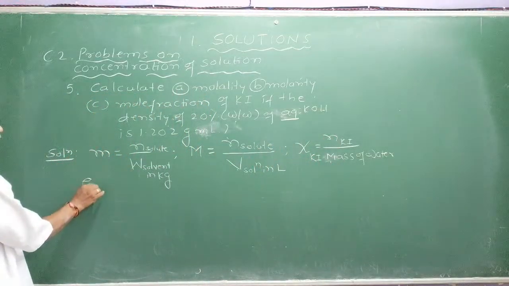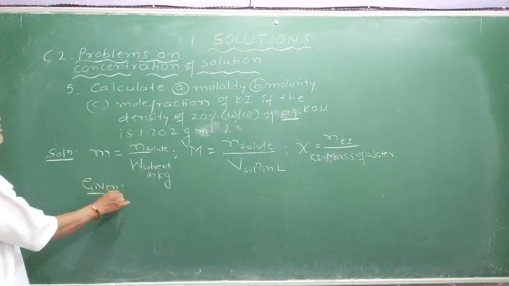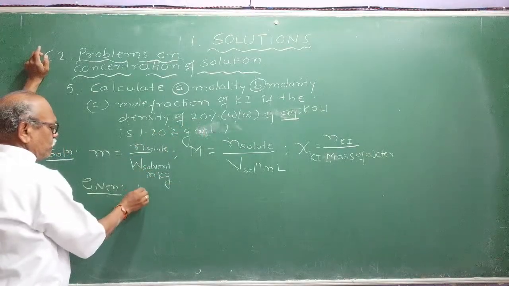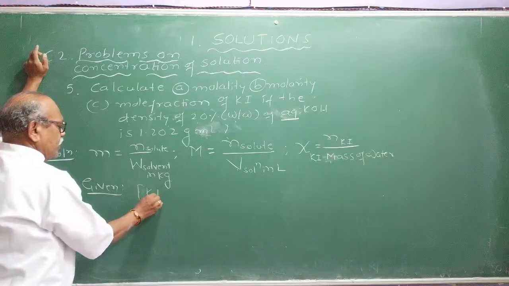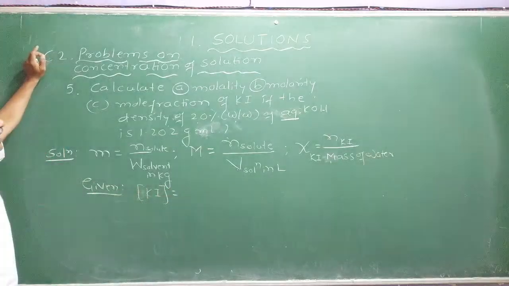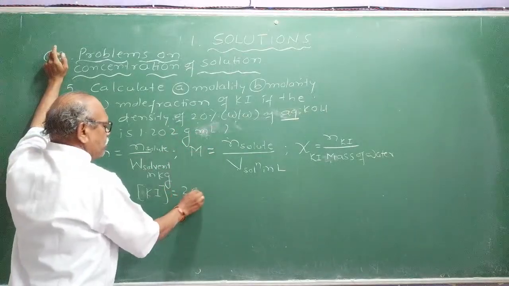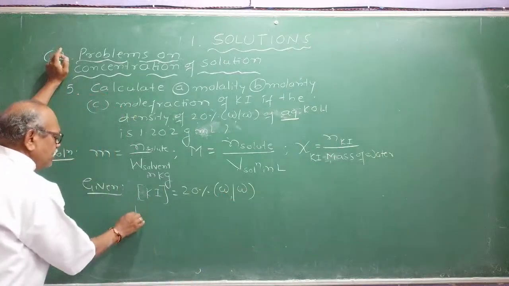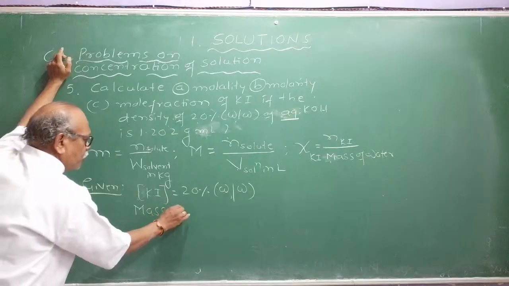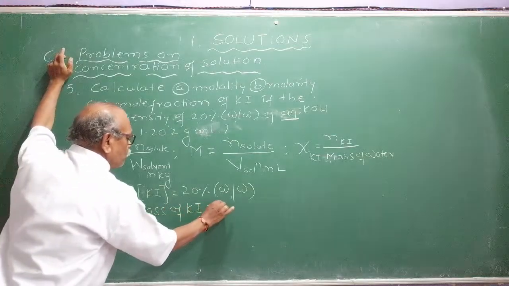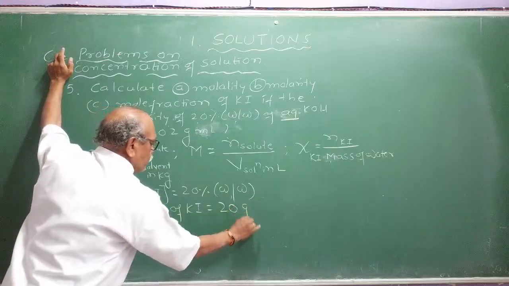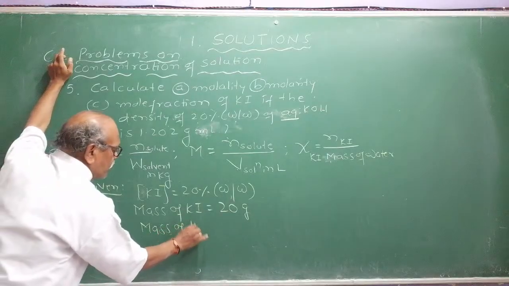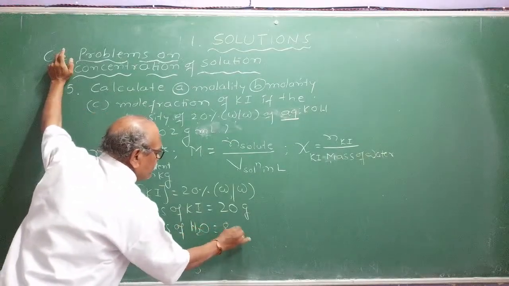First, you take the given. What is the data given? First, they have given the concentration of potassium iodide. The concentration of potassium iodide, we write generally in square brackets, like 20% by mass. 20% mass by mass, what is the meaning of it? Mass of potassium iodide will be 20 grams. Then mass of solvent. What is the solvent here? Water. Mass of water is 80 grams.